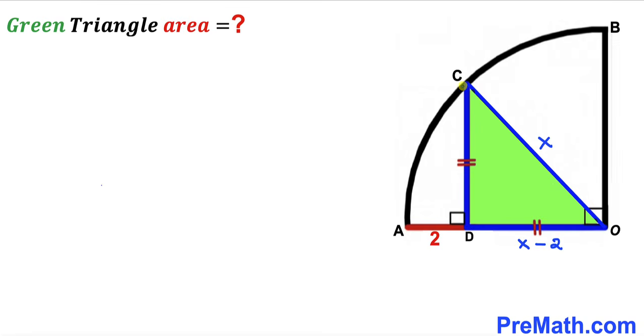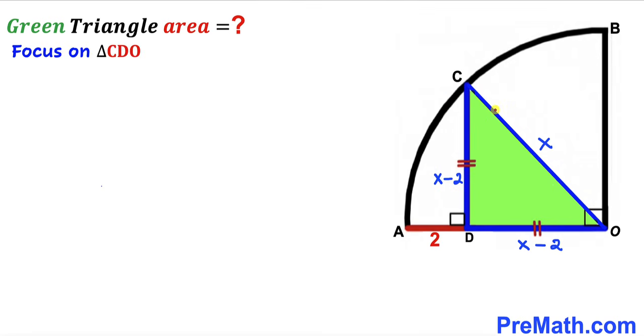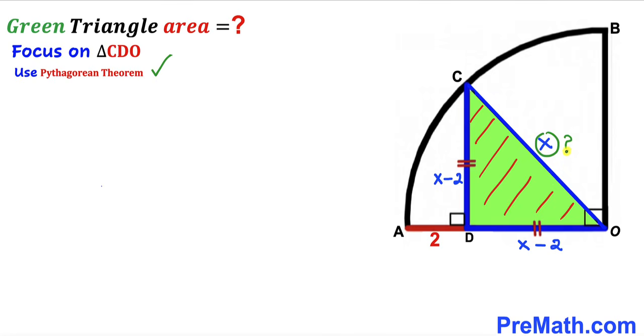Now we know segment CD equals segment OD, and OD is X minus 2, so CD has got to be X minus 2 as well. Now we are going to focus on this right triangle CDO, and apply the Pythagorean theorem on this triangle to solve for the X value.